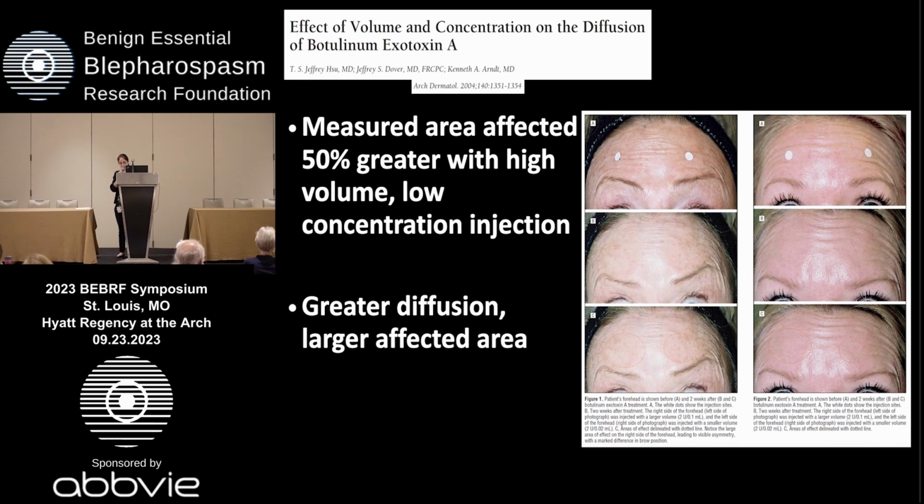In those bottom photos, you can see there are fewer wrinkles visible on the right side of the forehead because the lower concentration travels throughout more of the tissue. On the higher concentration side, you can still see more wrinkles, because it's thought that if you give a higher concentration, it stays more focal right where you injected the medication.